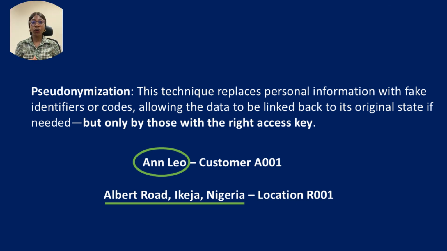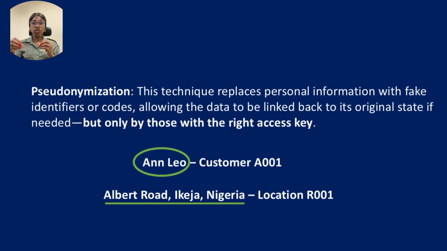So, if your company is collaborating on a research project with an external party to analyze customer transactions, for example, a customer named Ann Leo is shared for research. Instead of sending Ann Leo over, you will send customer A001. So Ann Leo will be replaced with customer A001. And also her address, Albert Road, will turn into location R001. So the research team, the third party team, only sees this placeholder while the original data remains protected.